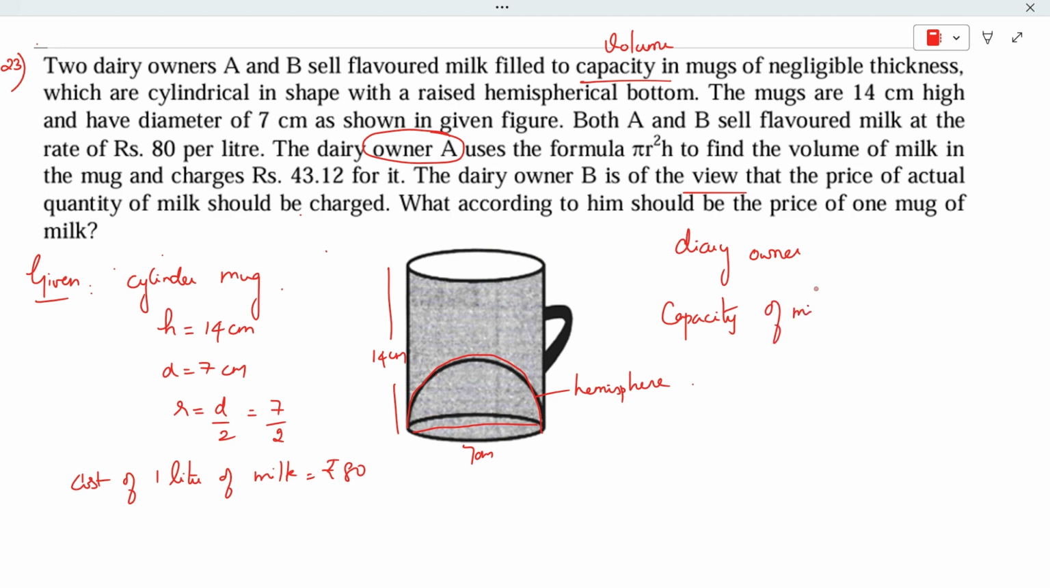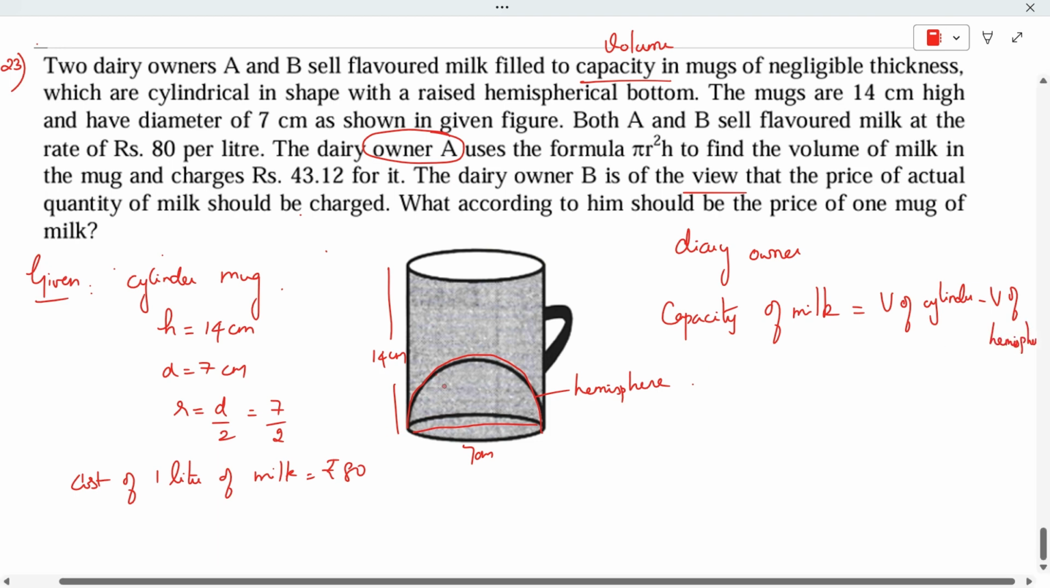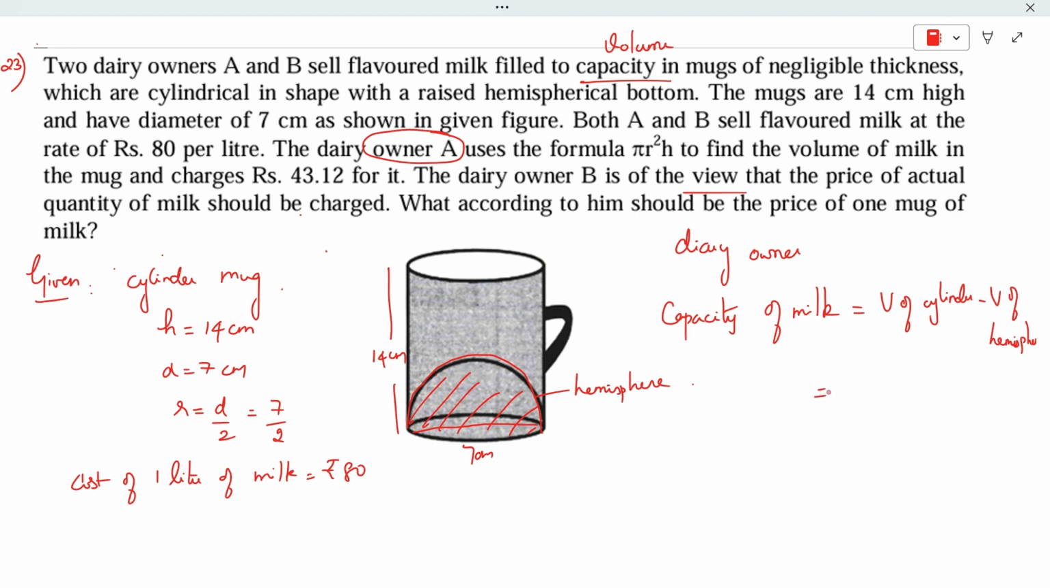The capacity of milk a mug can hold is the volume of the cylinder, that is the mug, minus the volume of the hemisphere. Why am I subtracting? Because this is not going to hold any of the milk. It is projected inwards, in the shape of a hemisphere. So what is our volume of cylinder? It is pi r square h minus volume of hemisphere, 2 by 3 pi r cube. So I can take pi and r squared commonly outside. So the remaining will be h minus 2 by 3 r.